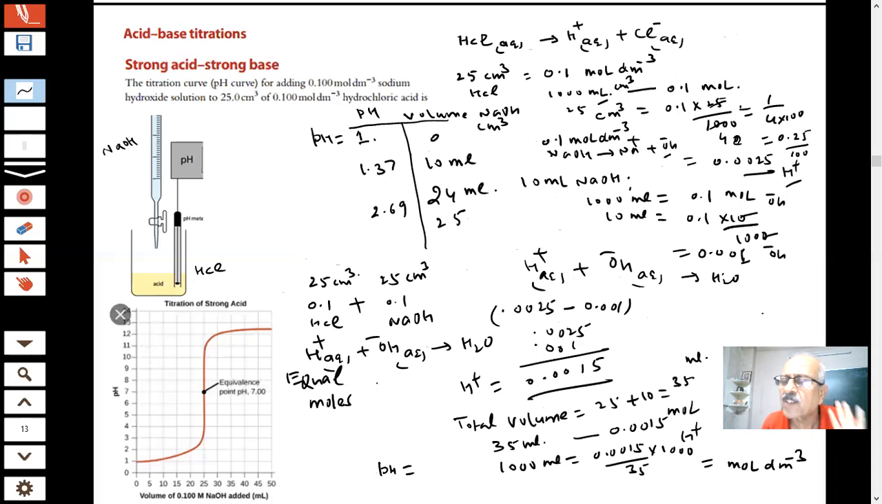There is no H plus now. There is no OH minus. When you have added 25 milliliter, the result will be what? The pH will increase. There will be a sharp increase in pH. The pH becomes 7. That is the pH of the water.